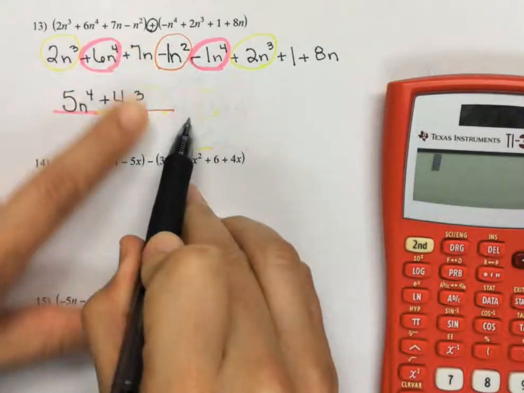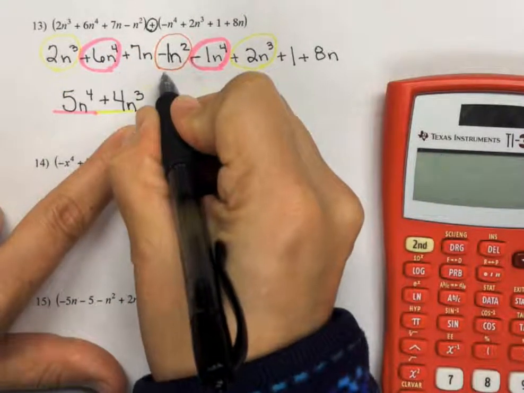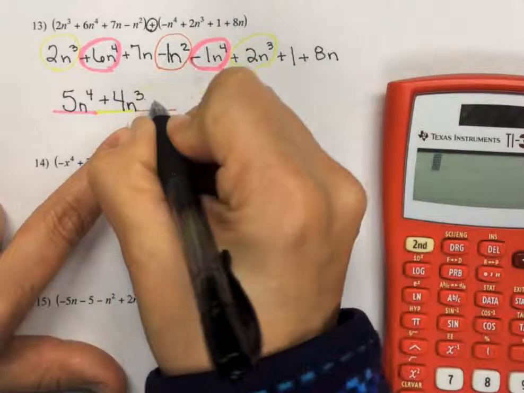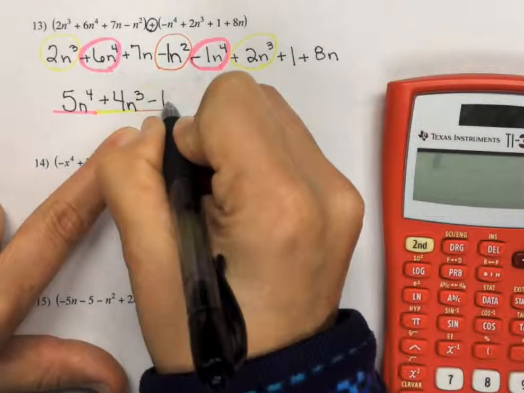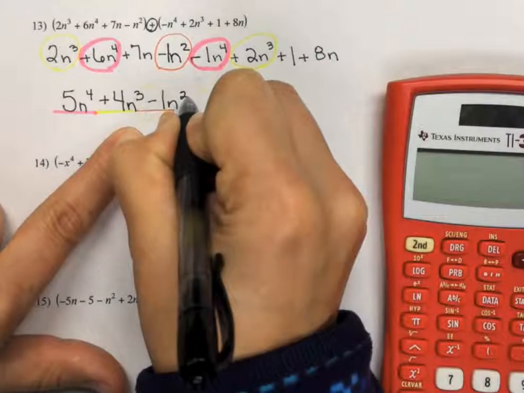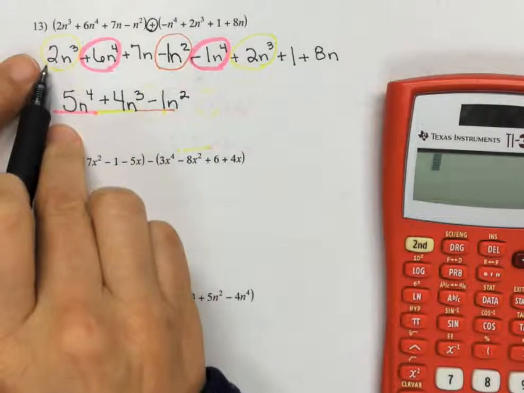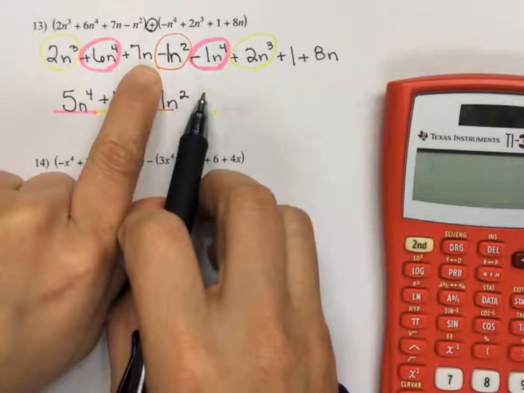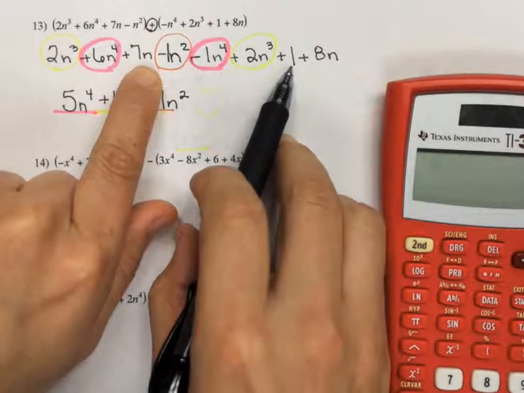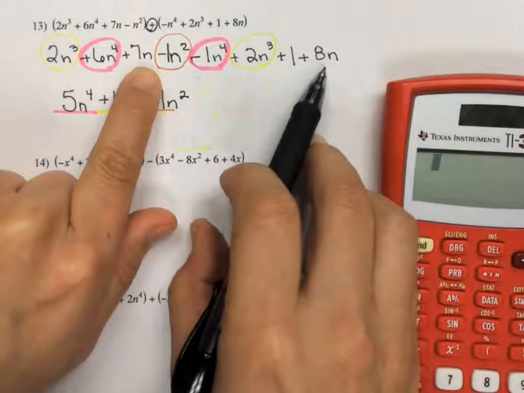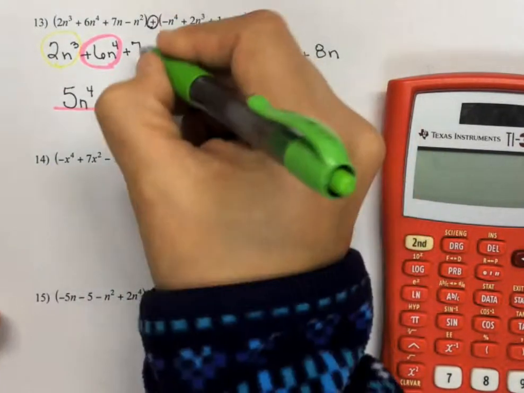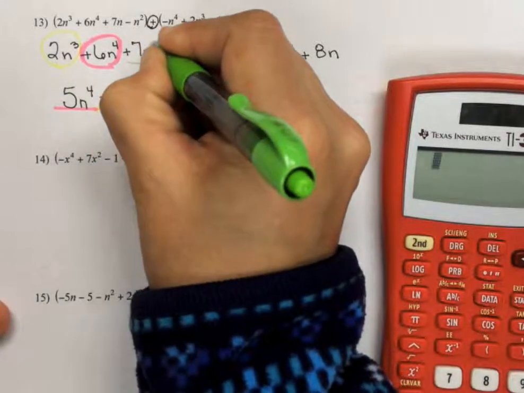I put my orange line down here. I just bring this term down because I don't have anything else to combine it to. Minus 1n squared. I gotta go back. This is highlighted, this is highlighted. This is not highlighted. It has the exponent n. That's all by itself. Here it has the exponent n, so we're going to pick a different color. We're going to highlight it or circle it.